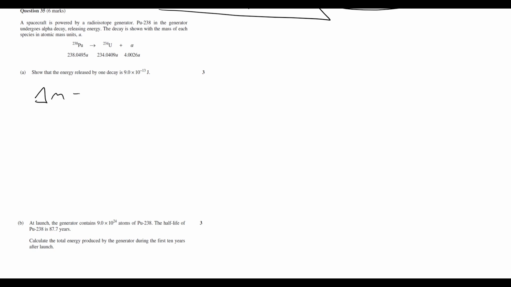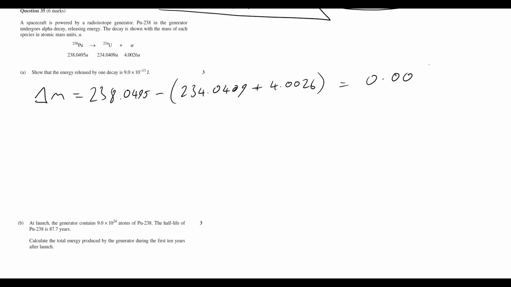So we know that we're always going to be looking at the difference in mass here. So the difference in mass is going to be given as the initial minus the final. So that will become 238.0495. Now, what's the final? It's 234.0409 plus 4.0026. Okay, and so that gives us a value of about 0.006 atomic mass units, so U.